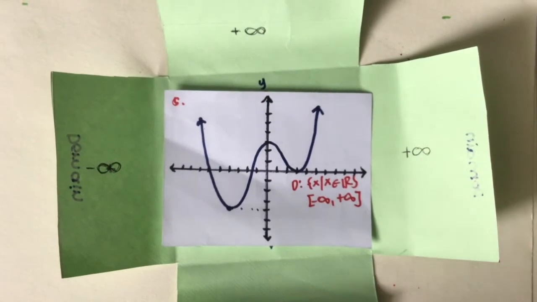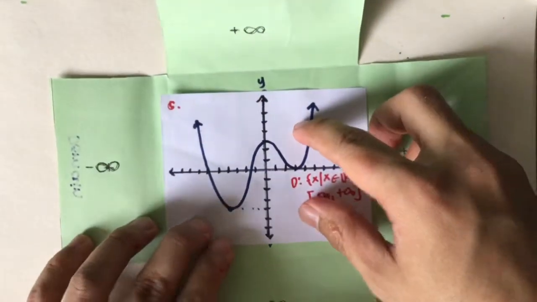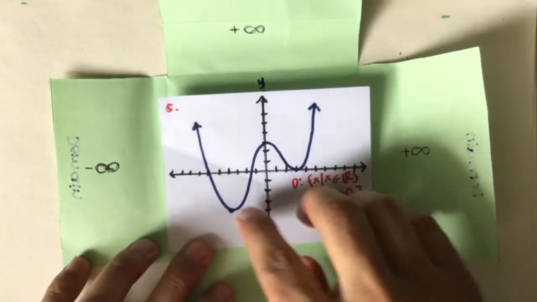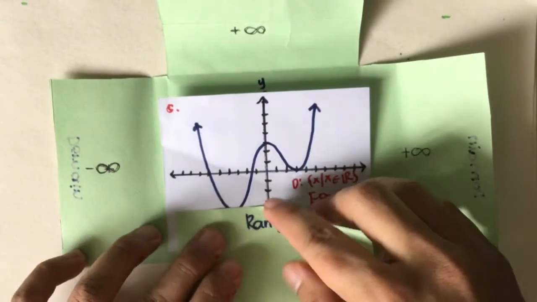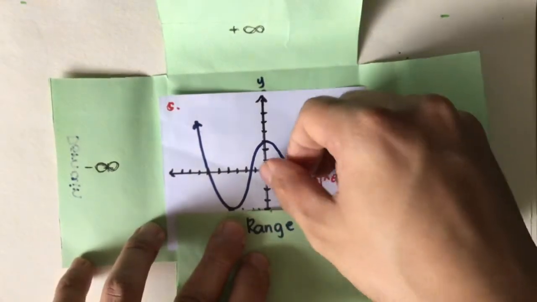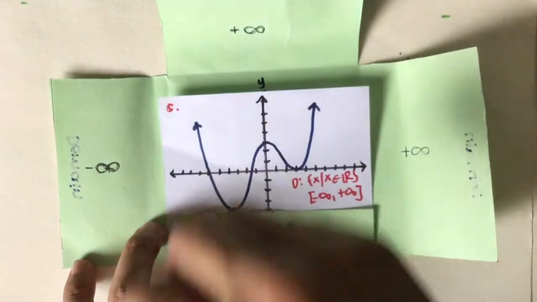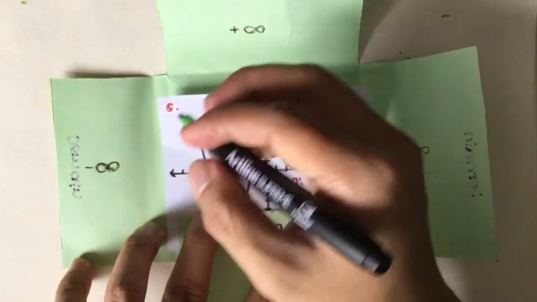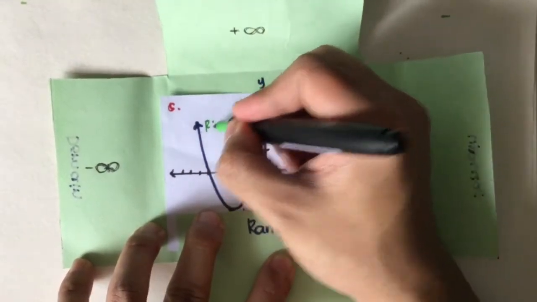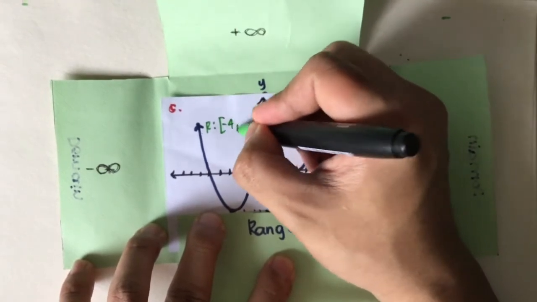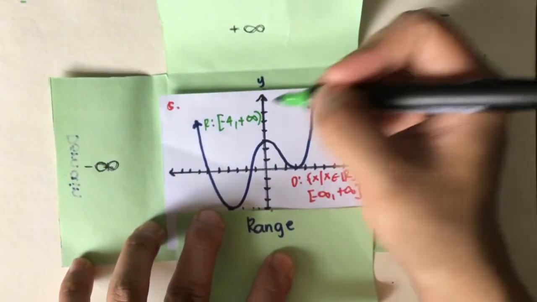Okay, but how about your range? Your range this time goes to infinity here, but we start at some point of the graph. So it's 1, 2, 3, 4, at -4, but it goes to infinity. So your range this time is from -4 to positive infinity.